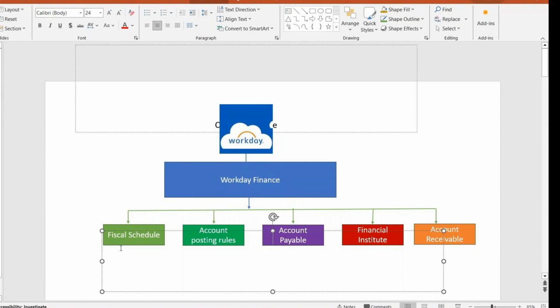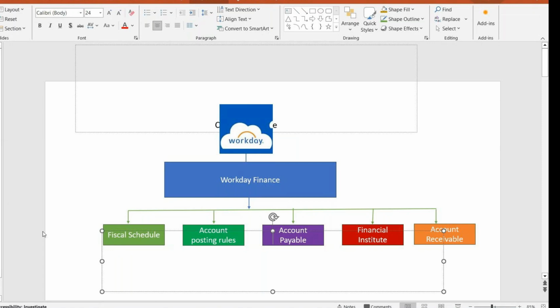But if you go to America and UK, they follow January to December. So if the fiscal year is 2024, it starts from January 1st and ends with December. So it depends from country to country. It may be any country, whether it's a European country or an Asian country or anything. Companies will normally follow the fiscal year from January to December or April to March. Depending upon the company structure, we will be designing the fiscal year.